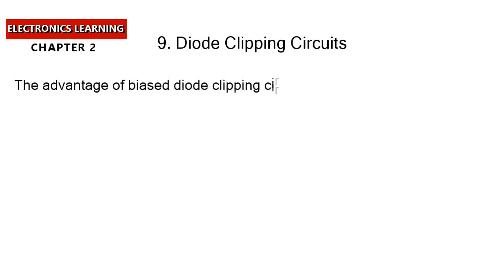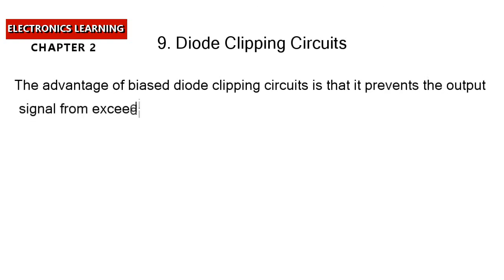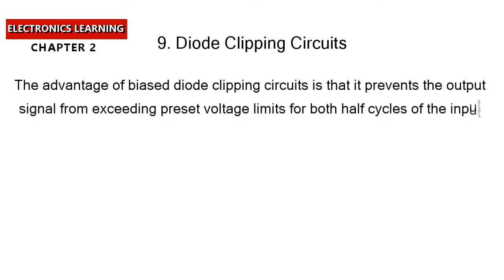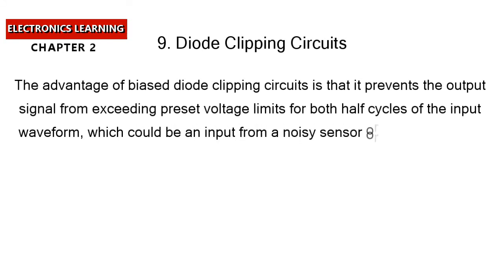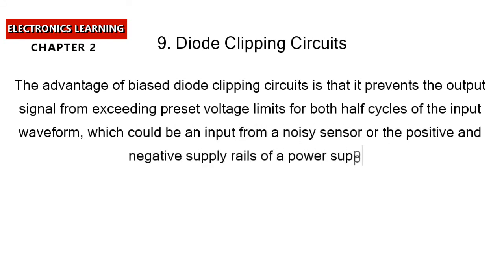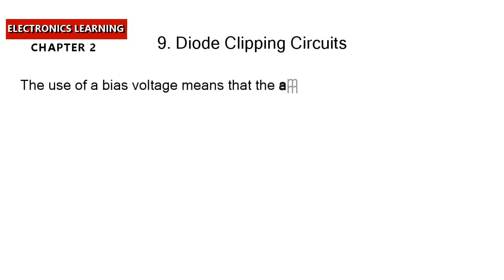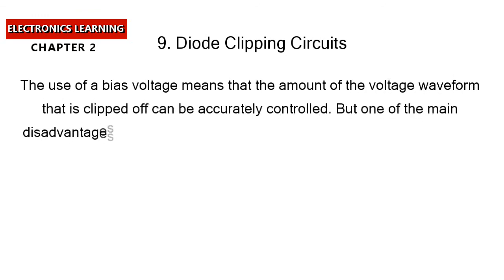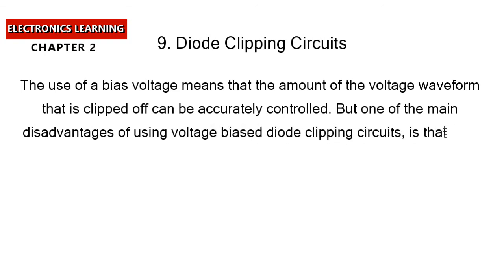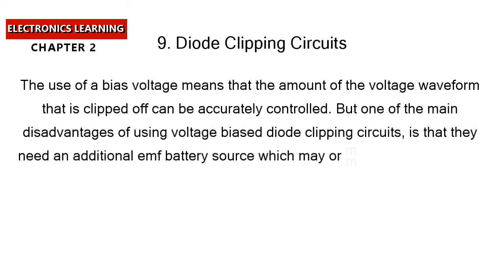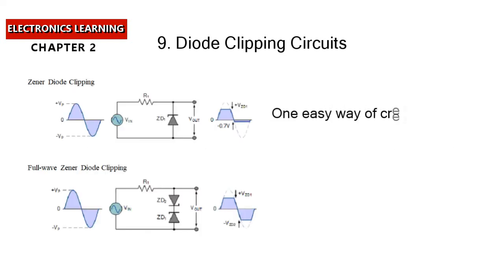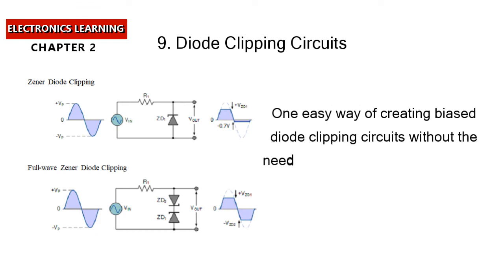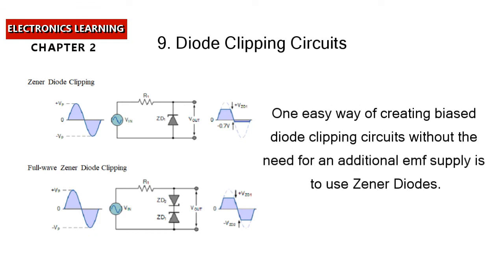The advantage of biased diode clipping circuits is that it prevents the output signal from exceeding preset voltage limits for both half cycles of the input waveform, which could be an input from a noisy sensor or the positive and negative supply rails of a power supply. The use of a bias voltage means that the amount of the voltage waveform that is clipped off can be accurately controlled. But one of the main disadvantages of using voltage-biased diode clipping circuits is that they need an additional EMF battery source, which may or may not be a problem. One easy way of creating biased diode clipping circuits without the need for an additional EMF supply is to use Zener diodes.